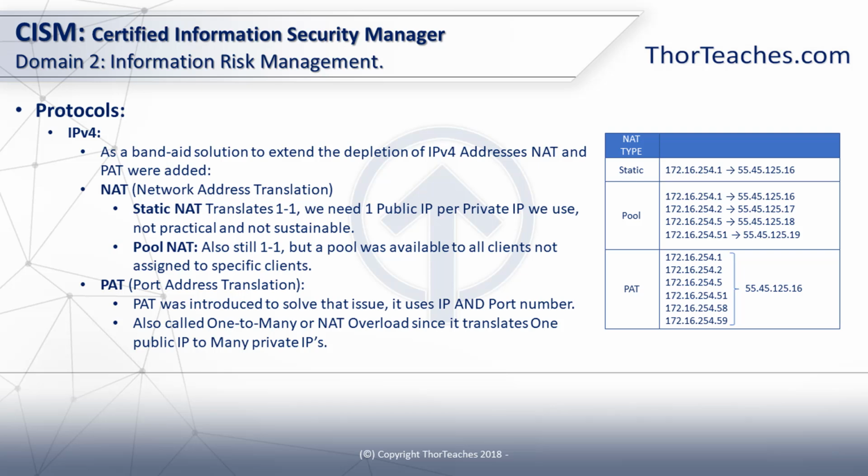So remember, NAT is one-to-one. If it's static, you have to have one public IP address for each private IP address. If it's pool, it's a little more flexible. You have a pool of addresses that can be used, but once you run out, anyone else needing to access the internet cannot get on until someone stops using it. And then finally PAT, what we use today, one-to-many.